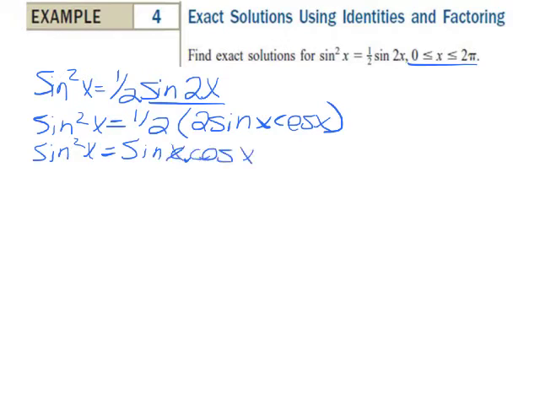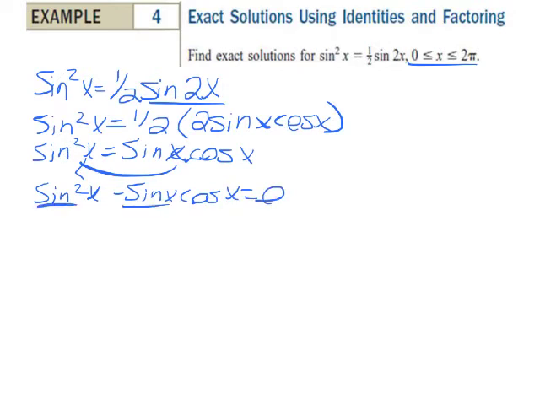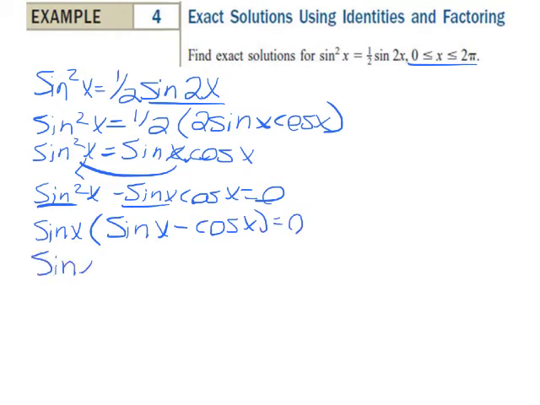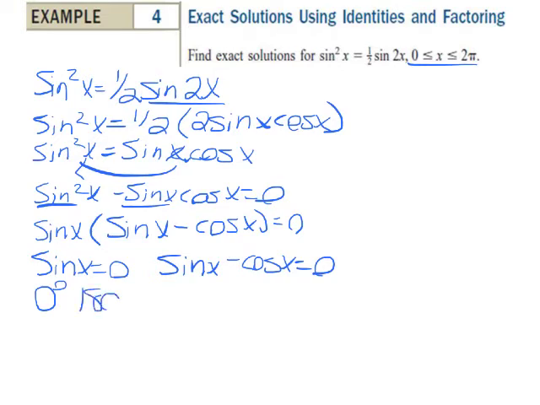Get everything over. So we have sine squared x minus sine x cosine x equals 0. And notice we have sine that we can factor out. So sine x times (sine x minus cosine x) equals 0. And now set them both equal to 0. Sine x equals 0 and sine x minus cosine x equals 0. If you think about where sine x equals 0, at 0 degrees and 180 degrees, or 0 and pi.